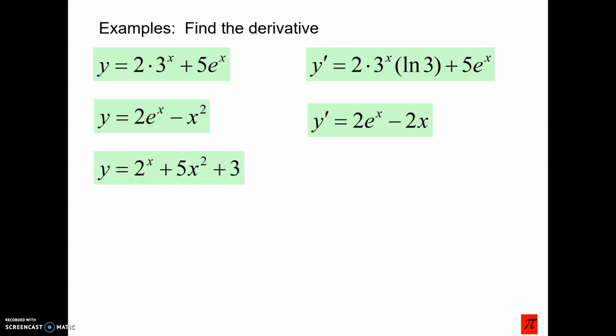Let's try another one. Take the derivative of 2 to the x, that's an exponential function. It is itself times the natural log of its base, plus the 5 is a constant multiple I would bring to the front, and then I would take the derivative of x squared, which is 2x. 5 times 2x would give me 10x. Then I'm going to use my addition rule here again, plus, but then we just have a constant of 3. The derivative of a constant is 0. So the derivative of this function is 2 to the x times the natural log of 2 plus 10x.